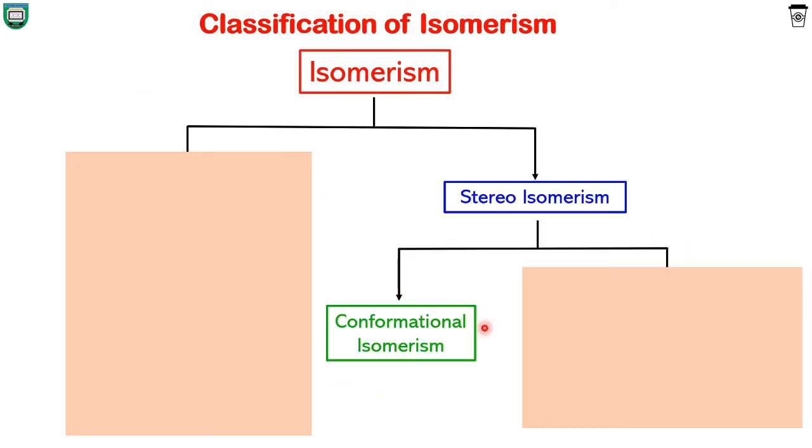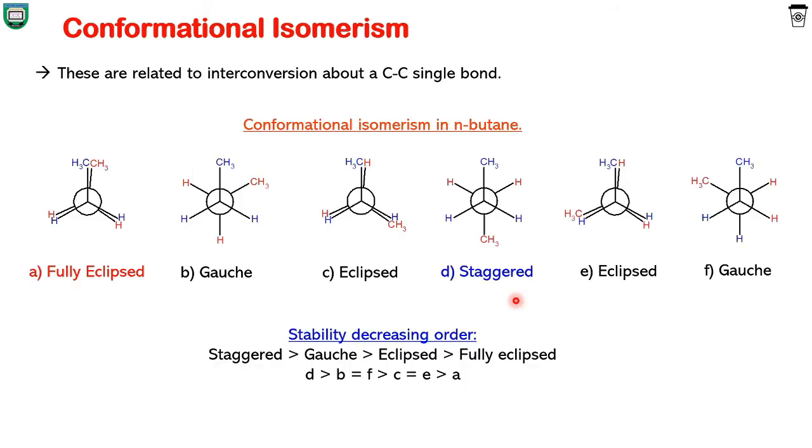Now let's continue with conformational isomerism. In conformational isomerism, we get different conformational isomers while rotating the C-C single bond. So these are related to interconversion about a carbon-carbon single bond. Let's look at the conformational isomerism in n-butane. N means straight chain, that is CH3, CH2, CH2, CH3. That is butane. Butane has 4 carbon atoms.